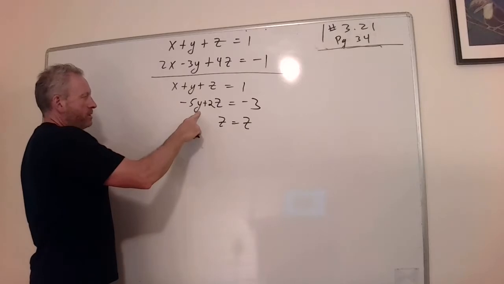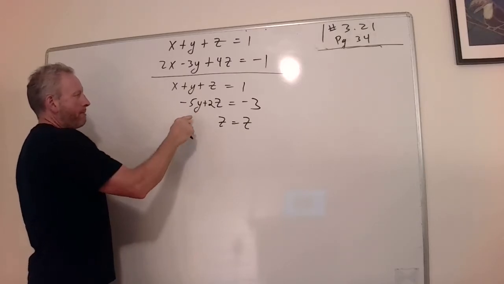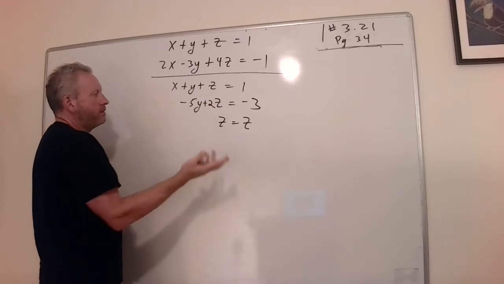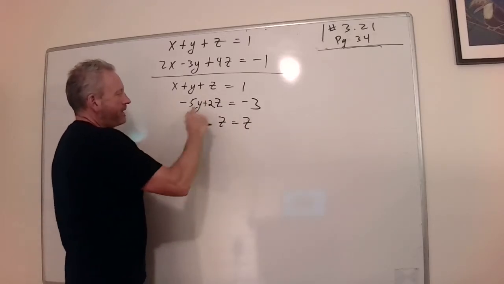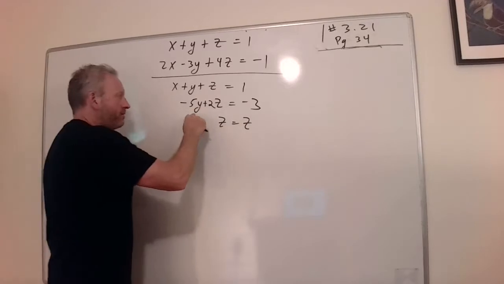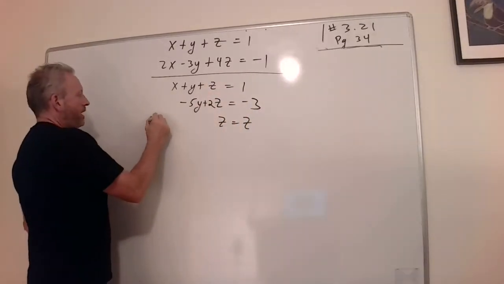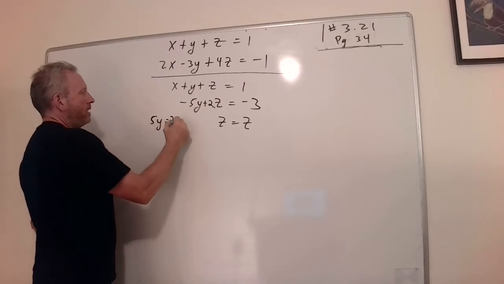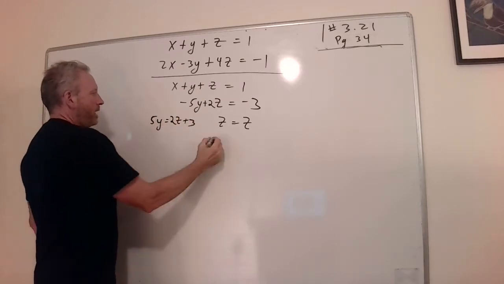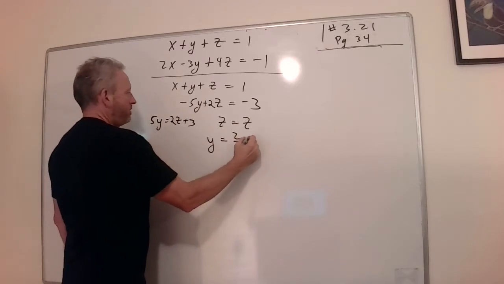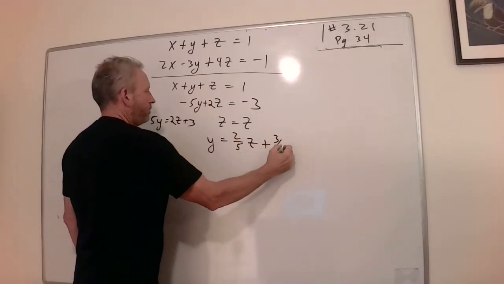Let's see, from this equation right here, let's solve for y. What I tend to do, and you don't have to do it this way, is add 5y, so I get the negative 5y over on this side. I switch sides. So we have 5y equals 2z plus 3, and we get y is equal to 2 fifths z plus 3 fifths.